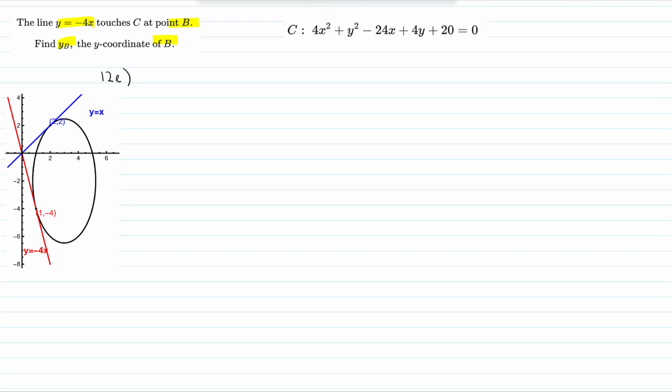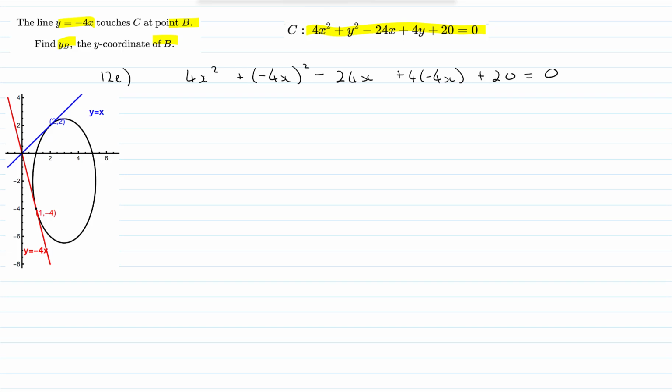So basically, all we have to do is plug in y equals -4x into our equation for the curve C there and solve for x. That's going to give us a quadratic in x squared. And then once we've solved for x, we can go back and find y. So we're going to end up with 4x squared plus (-4x) all squared minus 24x plus 4 times -4x plus 20, that equal to 0.